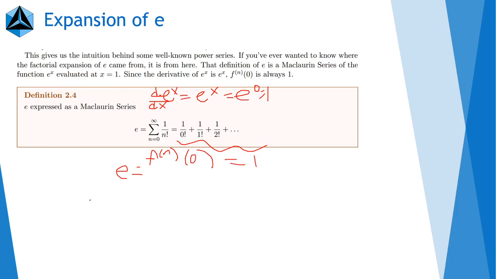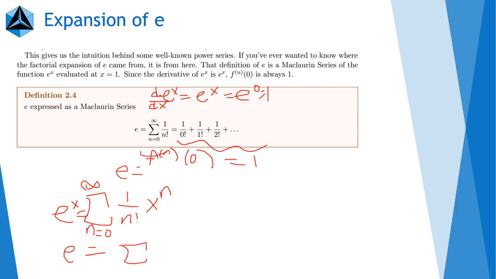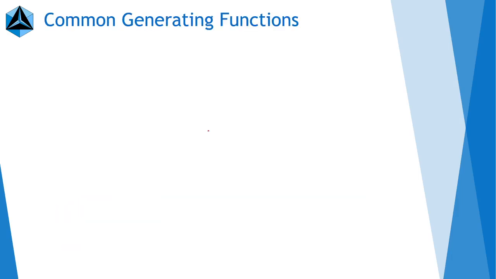So this is the Maclaurin series of e to the x. Let me just write it up here. The sum from n equals 0 to infinity of 1 over n factorial x to the n. If you let x equal 1, that'll give us e, and that'll give us the infinite summation that's described here: 1 over 0 factorial plus 1 over 1 factorial plus 1 over 2 factorial, and so on. So it's just a type of Maclaurin series.